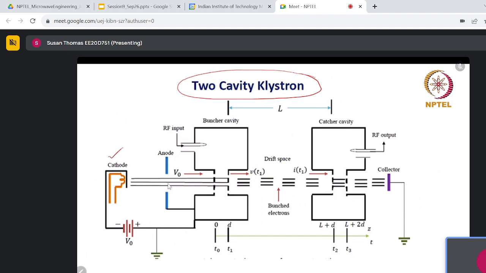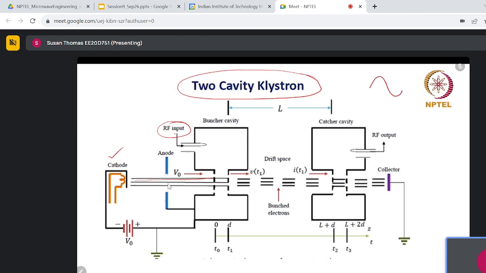This is your cathode from where the electrons are generated. This is the anode, which has a positive potential which will attract the electrons, and then it passes through and reaches the first cavity, which is called the buncher cavity. And you see this is an RF input here. In the buncher cavity it is being applied, and there is a modulation happening here.